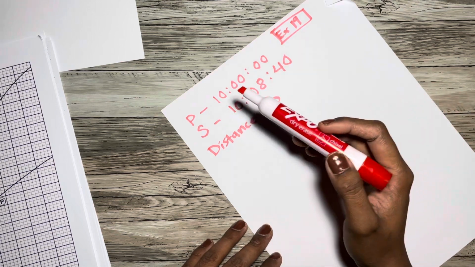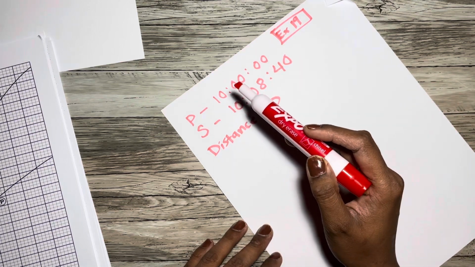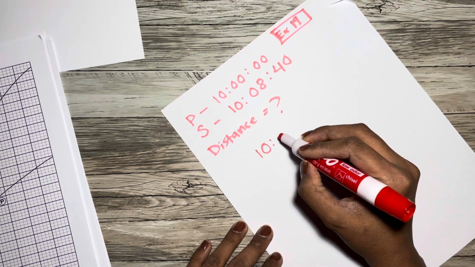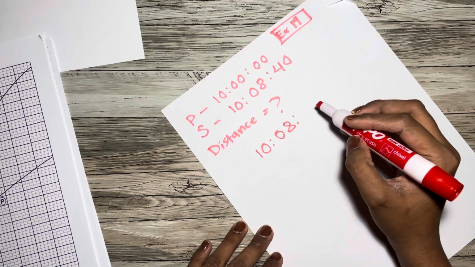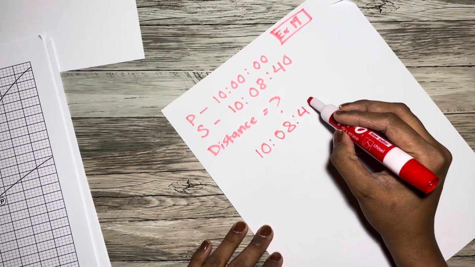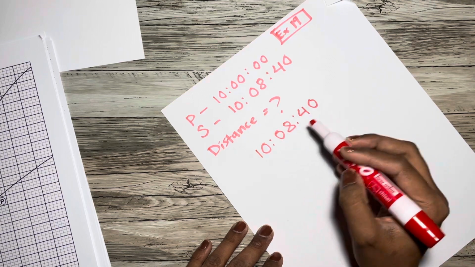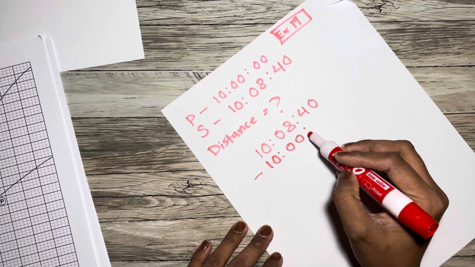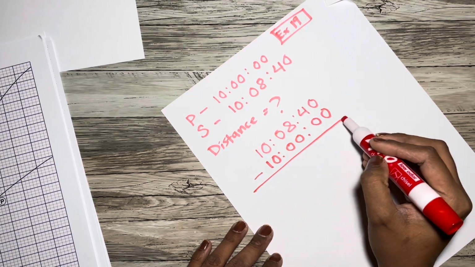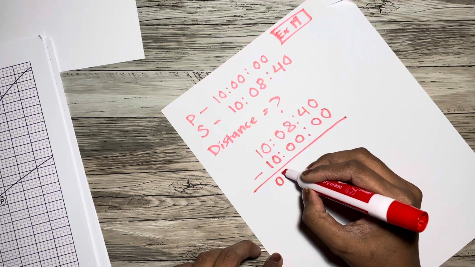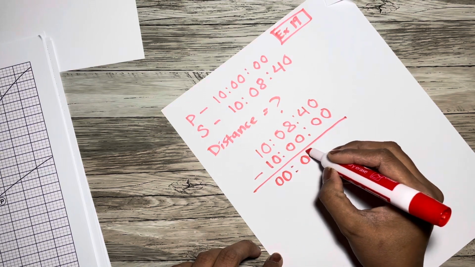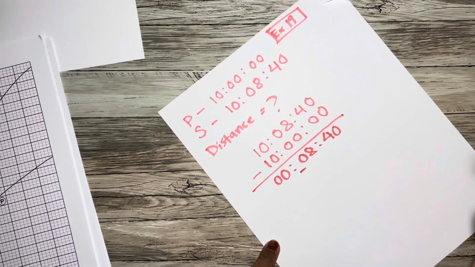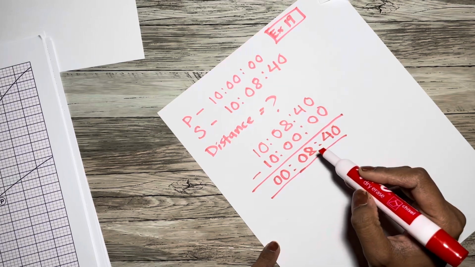The first thing I want to do is figure out the time difference in arrival between the P and S wave. To do this, I'm going to put the higher number on the top to make it easier for myself. So the S wave arrived at 10 hours 8 minutes and 40 seconds. That's the higher time, so I'm going to put that on the top, minus the lower number, which is the P wave arrival, 10:00:00. This will give me the time difference, which is 0 hours 8 minutes and 40 seconds.